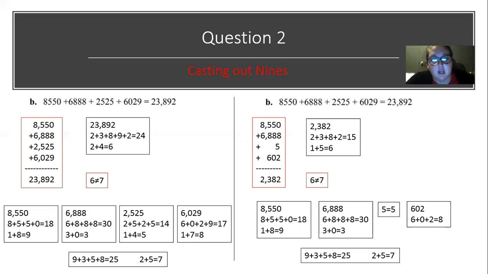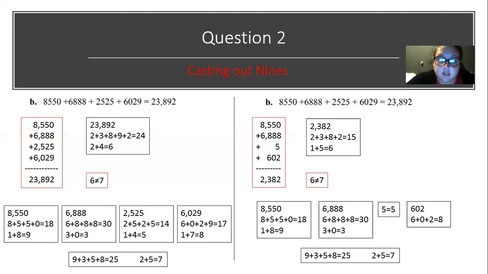And we're going to look over on the right side of the screen to where I've casted out the 9s. So the 8,550, nothing's going to change on that. It's still going to equal 9. And we're going to do that one the exact same way. Same with the 6,888. But if we look at the 2,525, if we do 5 plus 2 plus 2, that's going to give us 9. So we're just left with 5, which if we look on the left side of the screen where we had the 2,525 to begin with, we came up with the answer of 5. So that's going to be the same on either side that you choose.